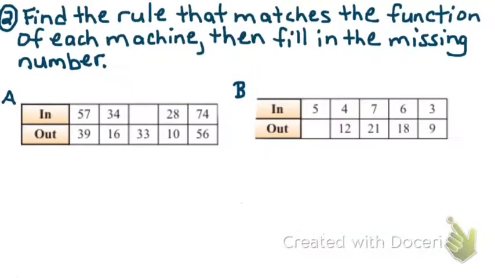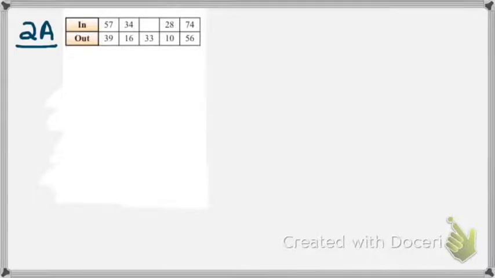And the missing number. Same directions as example number 1, but in this case, the machines or the tables are written horizontally rather than vertically. Let's focus in on letter A first. So in 2A we have this machine or this table, and here's what we need to remember. If our numbers are increasing or getting larger, it must be either an addition or a multiplication rule. If our numbers are decreasing or getting smaller, it must be either a subtraction or a division rule.